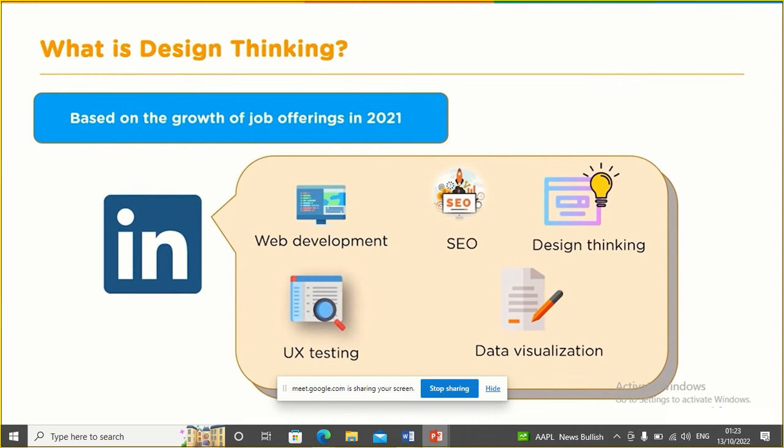Based on the growth of job offerings in 2021, a study was conducted by LinkedIn. According to its information, web development, search engine optimization, design thinking, UX testing, and data visualization are the disciplines that have more job offerings. Design thinking is one of the disciplines in this study conducted by LinkedIn.